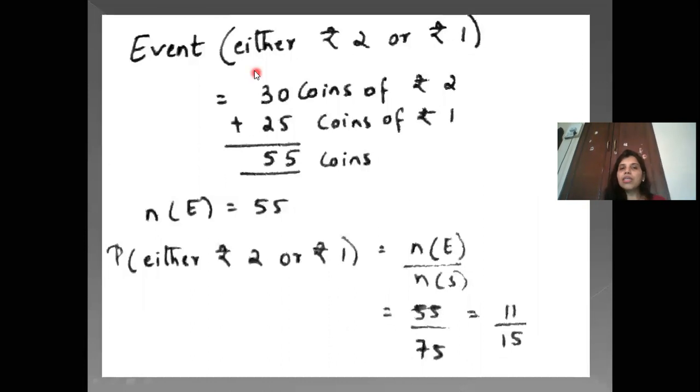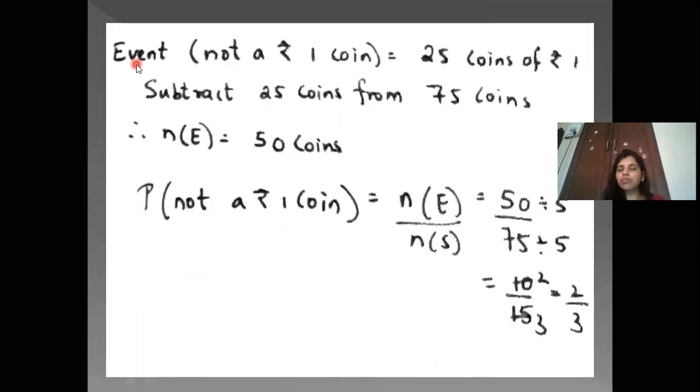After that, the event is either 2 or 1. So both the conditions, 30 coins of 2 and 25 coins of 1. When we add, we get 55, and that becomes our number of events. So the probability of either 2 rupee or 1 rupee coin, number of events is 55 upon 75. And when we cancel with 5, we get 11 upon 15. So 5 11s are 55, 5 15s are 75. So 11 upon 15.